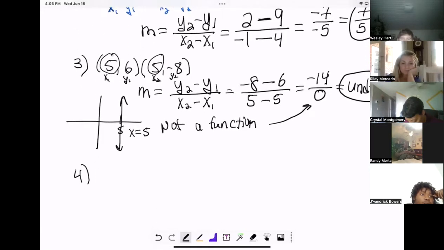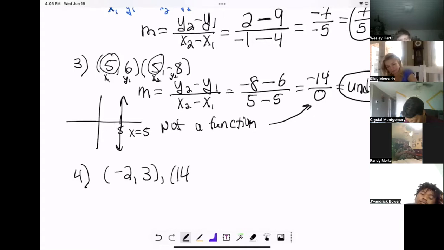Four. Okay, find the slope of this one. -2, 3. I actually want you guys to try it. 14, -5. Okay, I'll give you like a minute. I want you to try to see if you can find the slope.